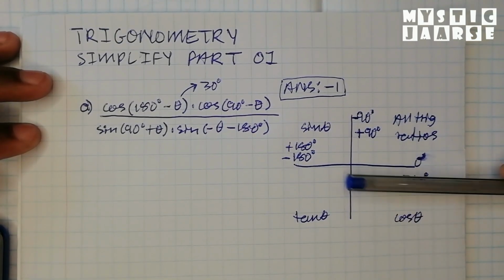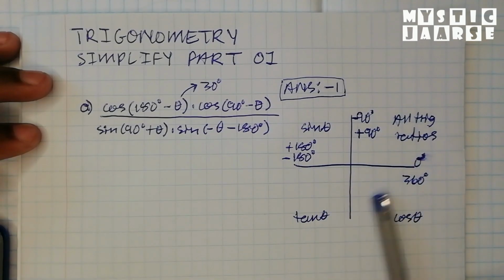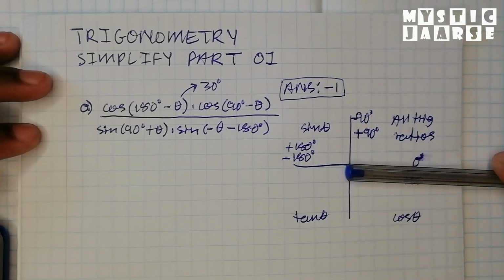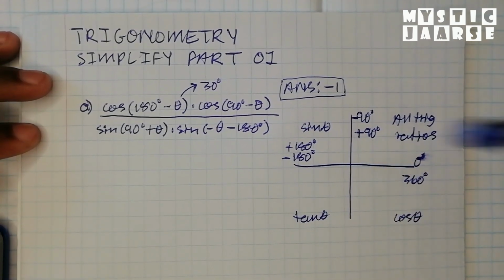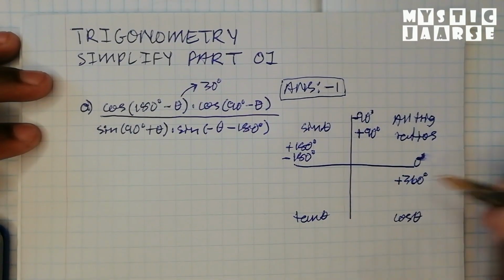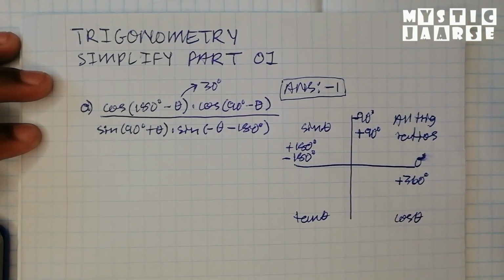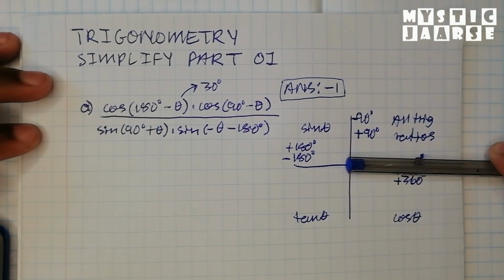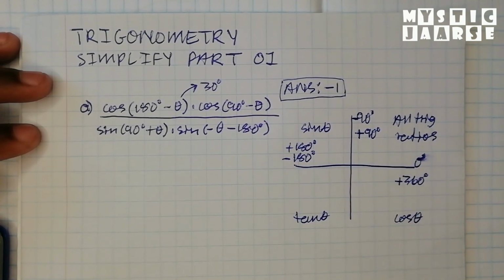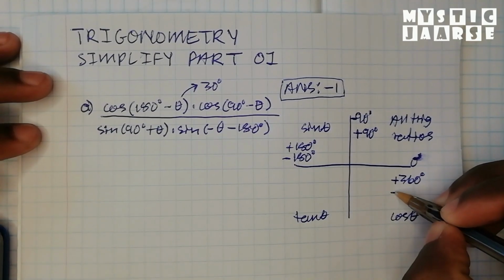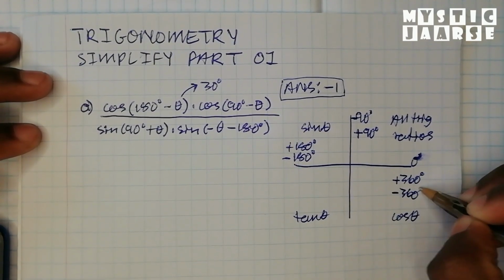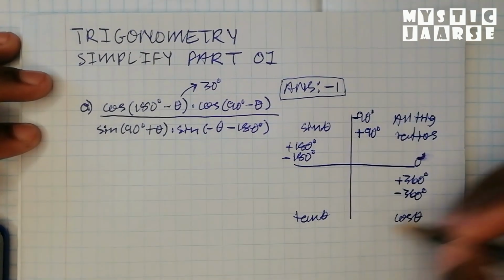After completing one cycle, whenever you are at 360 degrees and you want to go beyond it, we say we have plus 360 degrees. And again, whenever you have completed your first cycle and you are at 360 degrees and you want to go below it, we say we are subtracting 360 degrees. So this is a lot of stuff.